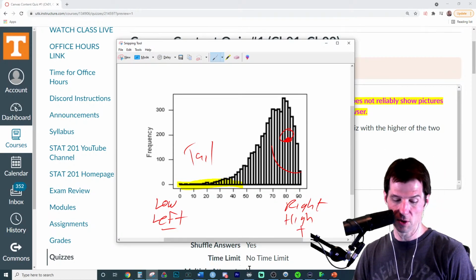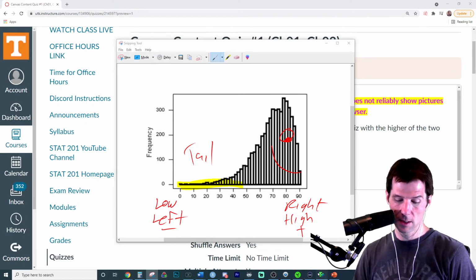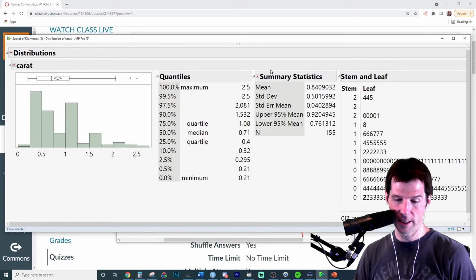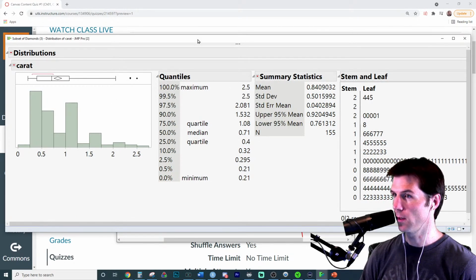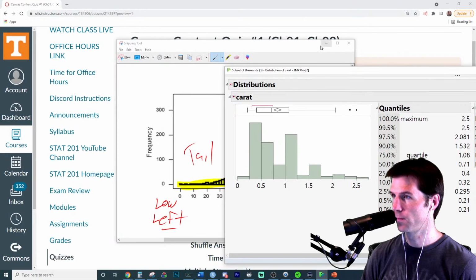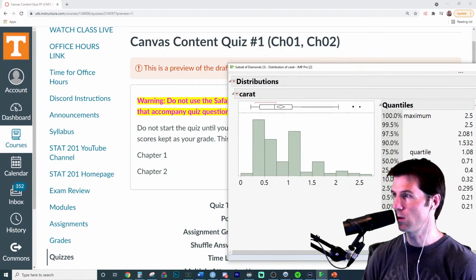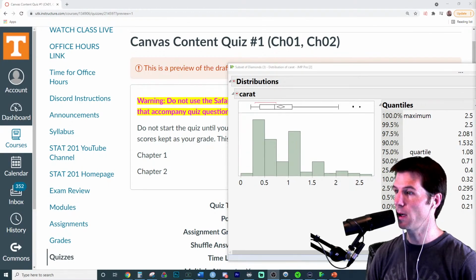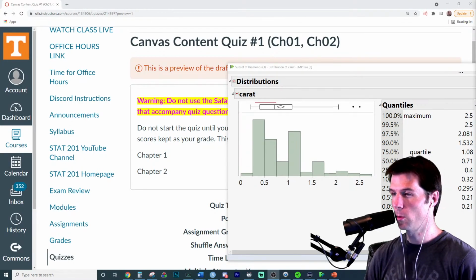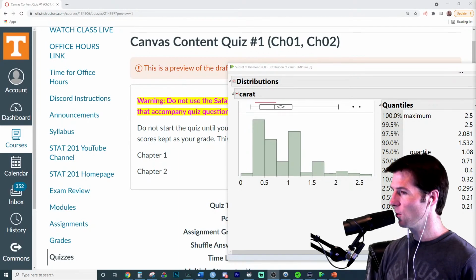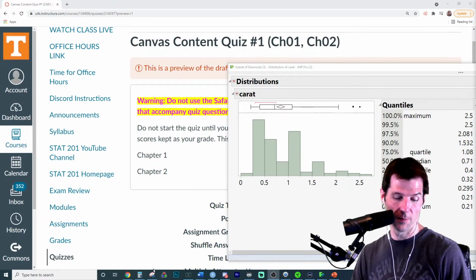Here, let's go look at another distribution. Is this distribution you see on the screen right now right or left skewed? Is it right to the high, which means the tail of the monster is pulled out to the high side, or is it pulled to the left side? What way does this monster's tail go?